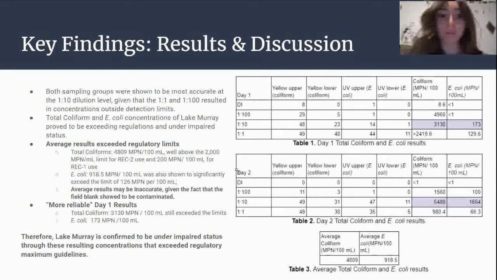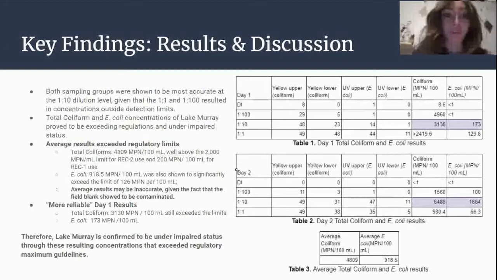The more reliable results from day 1 still proved to be exceeding regulatory limits, with total coliform concentrations of 3,130 MPN per 100 milliliters and E. coli concentrations of 173 MPN per 100 milliliters.